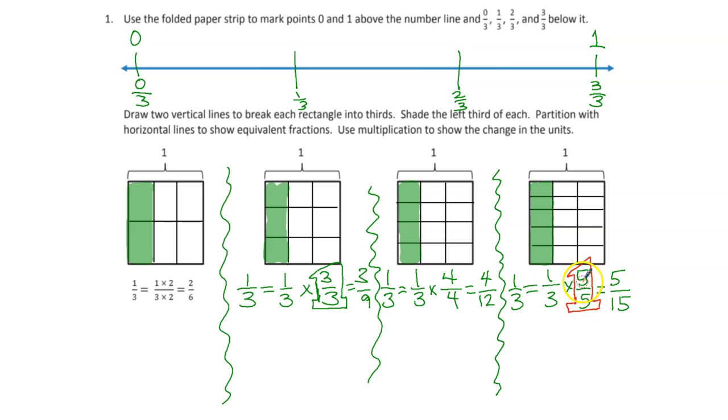Remember, the fraction bar is a division sign, so 5 over 5 is the same thing as 5 divided by 5, which is 1. Same thing here. 4 divided by 4 is 1. So when we multiply our fraction of 1/3 by 1, we're getting the same thing.